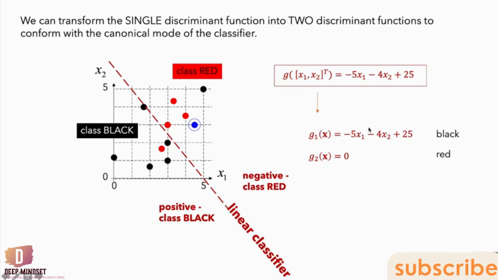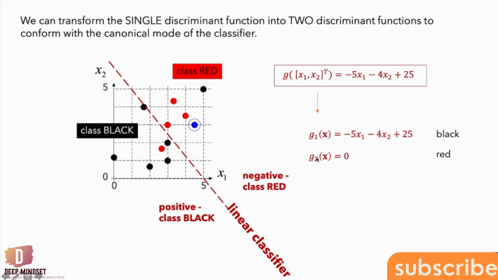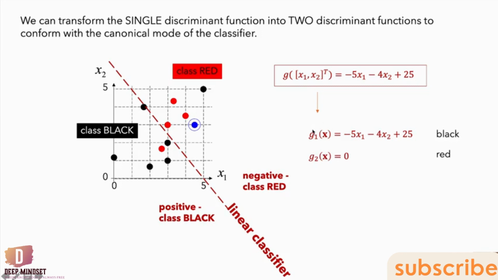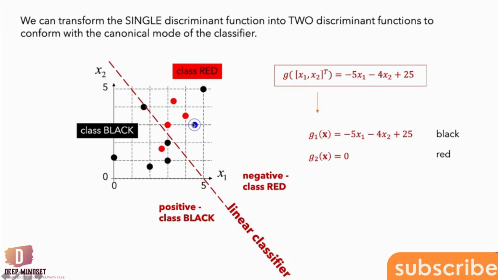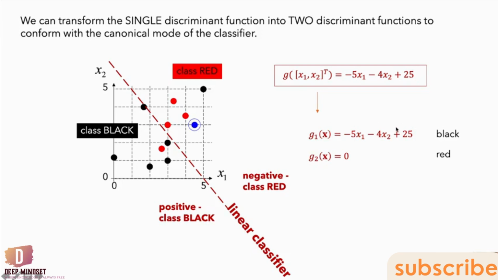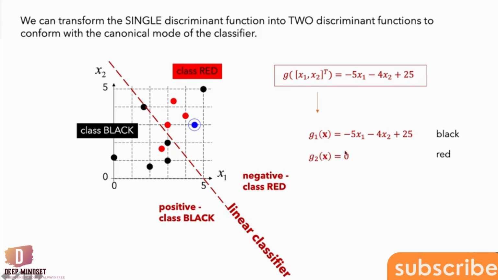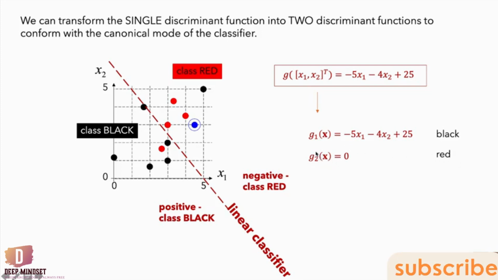So if we have a negative number, this is red. So G1, if you have this point, that point produces a negative value. So this function G1 will be smaller than G2. So this is our class red.